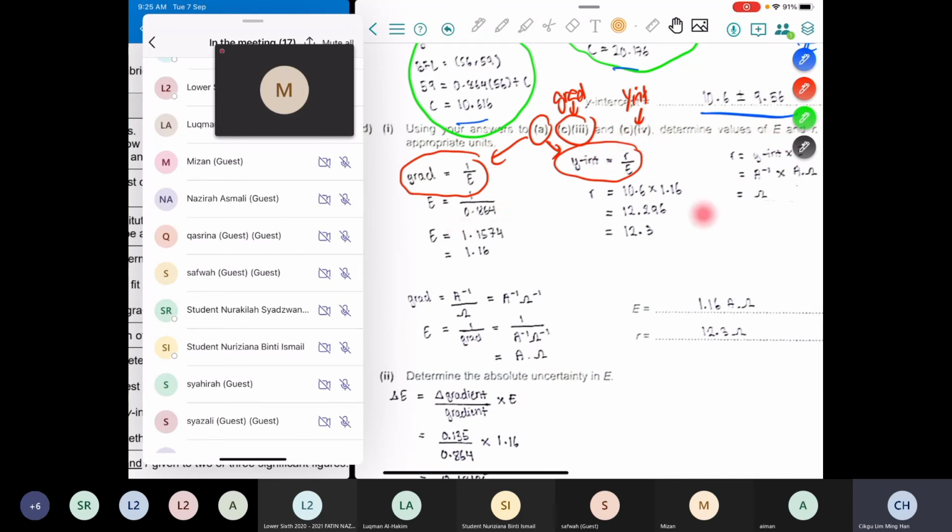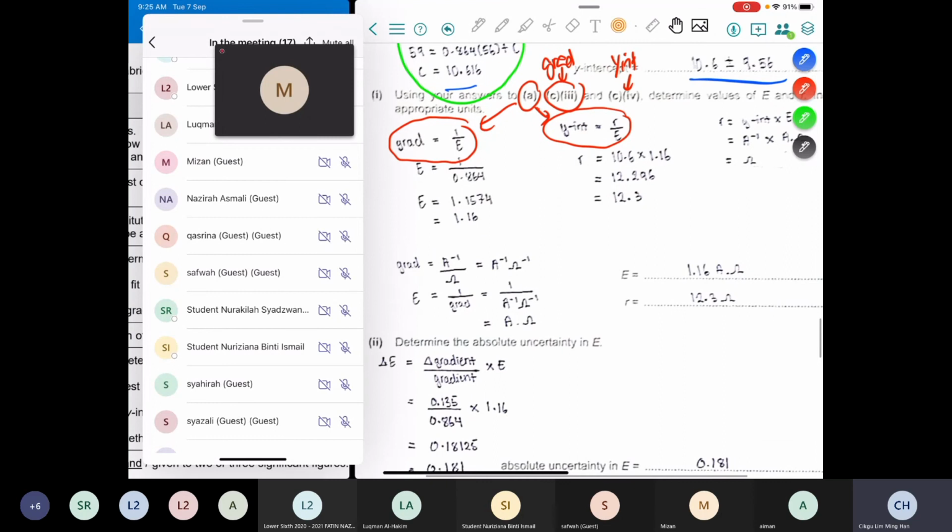You want to find out E and R. So from your expression from part A, your gradient is 1 over E. So E is 1 over 0.864, so you get 1.16. Your y-intercept is R over E, so R equals gradient times y-intercept times the E. So you get this one. And then finally, we need to put the unit down. Now, this is resistance. I would say correct here.